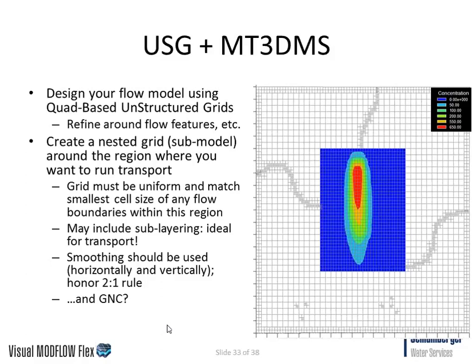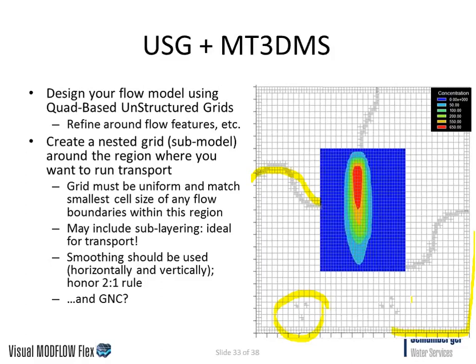You first would design your flow model using these quad-based unstructured grids that I showed earlier. You can fully leverage those capabilities where you can do refinement around linear features. You see some refinement around wells down in the bottom left here using that quad-based grid refinement. You can do refinement around the model edges. There's really no limits for the flow model or the grid structure other than that you have to use the quad-based grid structure. You then would create a nested grid or a submodel which covers the region where you want to run a transport model, similar to a local or child grid for MODFLOW-LGR.